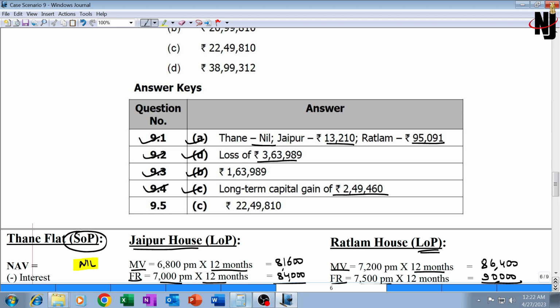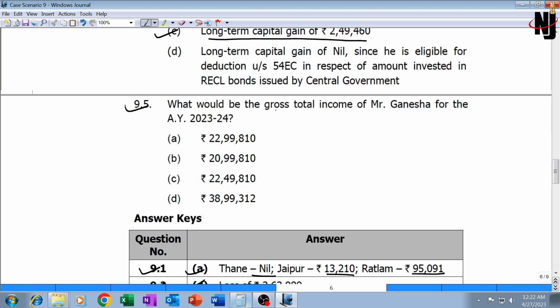Now 9.5. 9.5 is asking what would be the gross total income, GTI. They are not asking about NTI, net taxable income. That means chapter 6A deductions are not to be claimed. Do we have any chapter 6A deduction? Answer yes, we have under section 80C, repayment of housing loan, but that is not to be claimed. So we are not concerned with whether he is opting for 115BAC or not. We have to calculate only GTI. However, we have salary income from which we are going to claim 50,000 standard deduction.